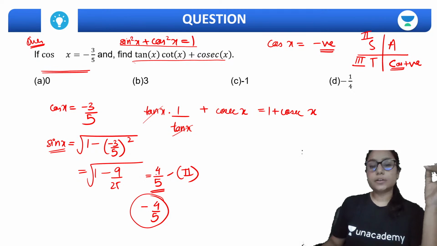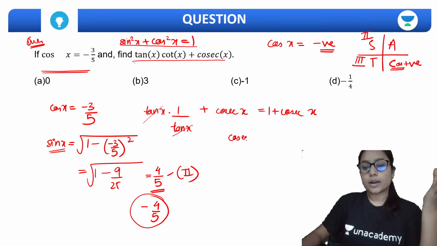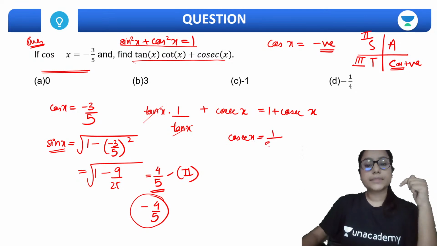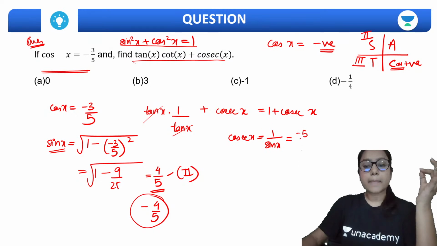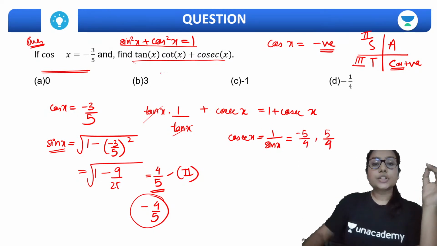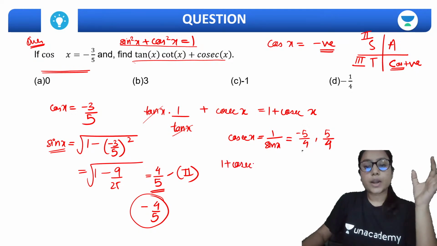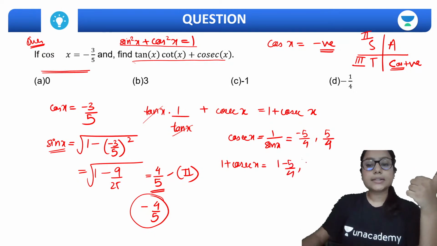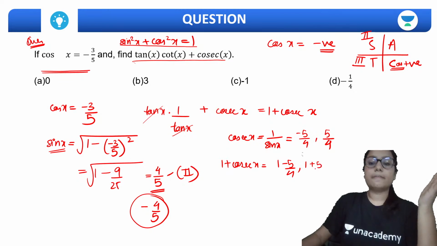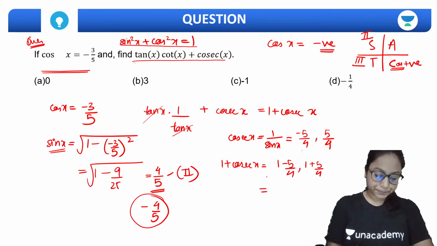So, sin x is either 4 by 5 or minus 4 by 5. So, cosec x क्या होगा? It is 1 upon sin x. So, what are the possible values for cosec x? It is minus 5 by 4 and 5 by 4. Okay, so what is the value of 1 plus cosec x? Add 1 to it. What are the possibilities? 1 minus 5 by 4. Another one is 1 plus 5 by 4. Okay, please tell me what will be the correct answer now.